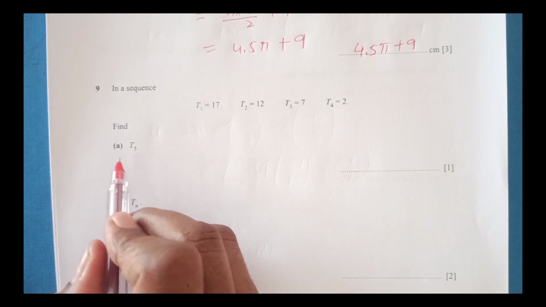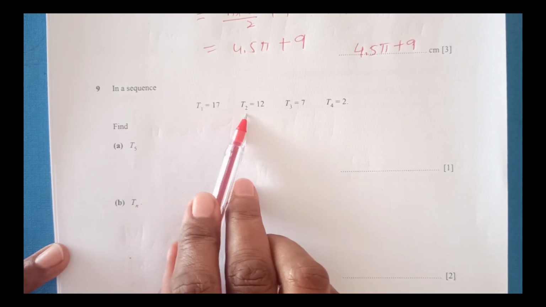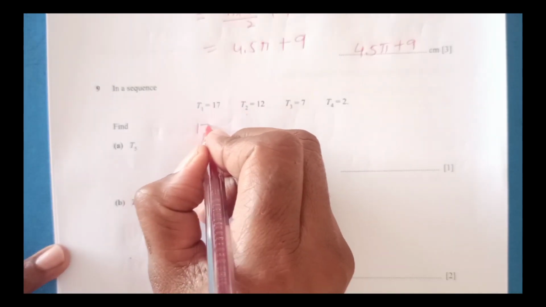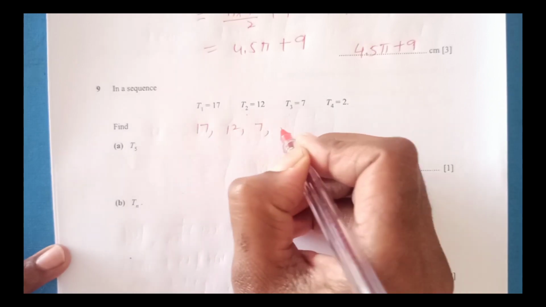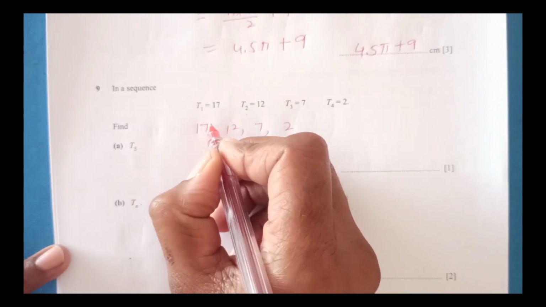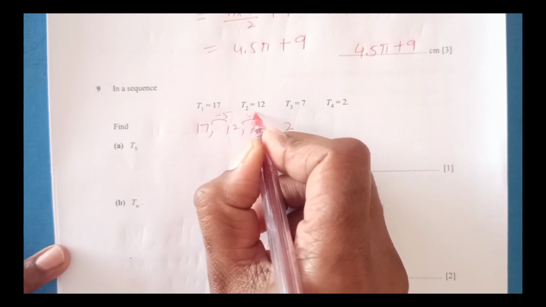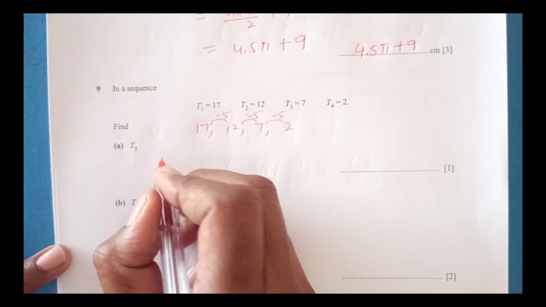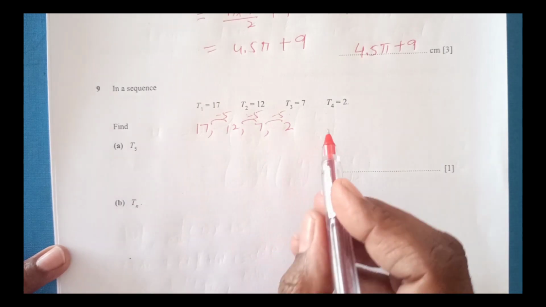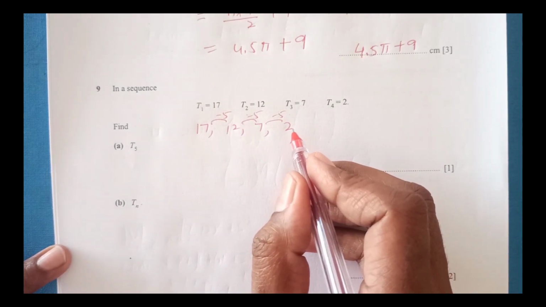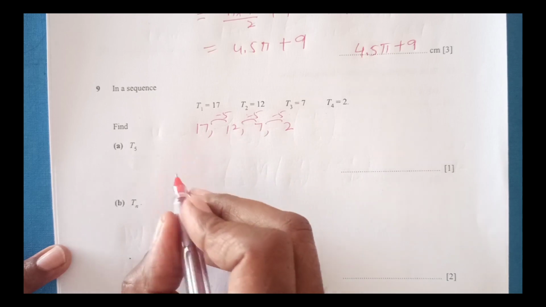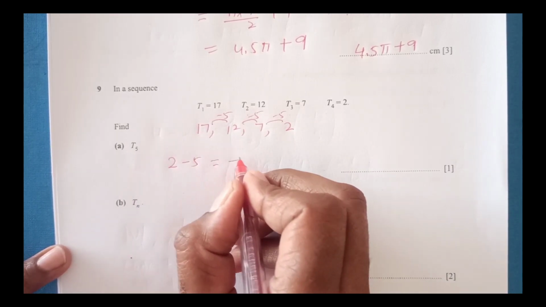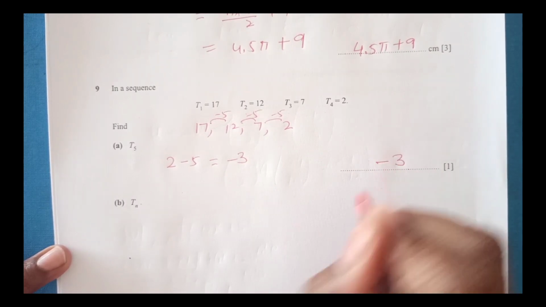So let's start this one. We have term 1, term 2, 3 and 4. Find term 5. So if you see, we have here 17, 12, 7 and 2. So what is happening here? It is decreased by 5, right? So if we subtract 5, the question is the next term. The next term is going to be, we are just going to minus 5. So 2 minus 5, that is negative 3. So the final answer is negative 3.